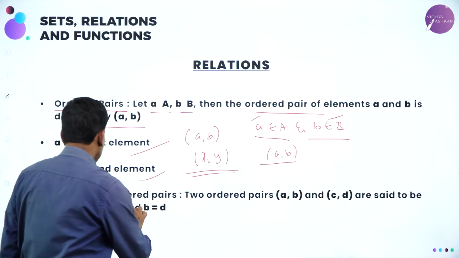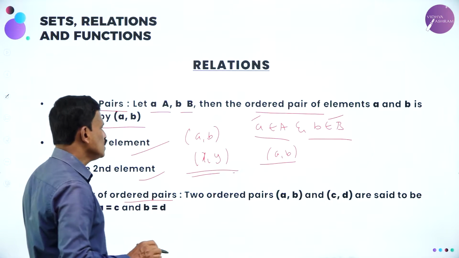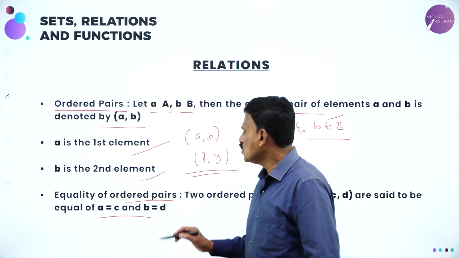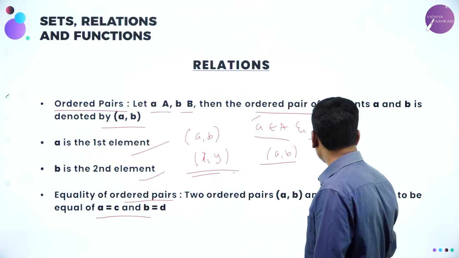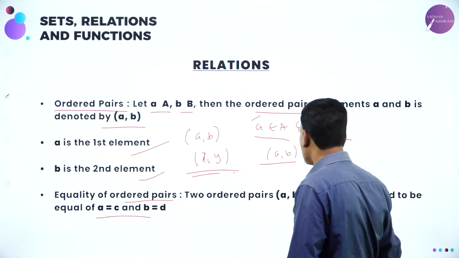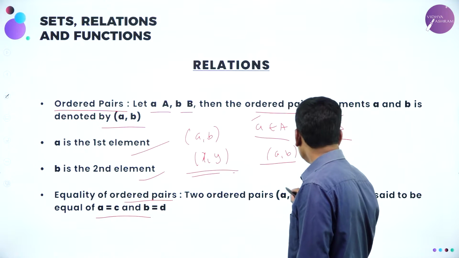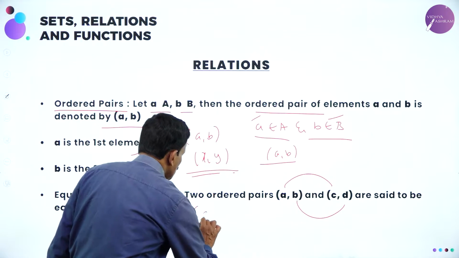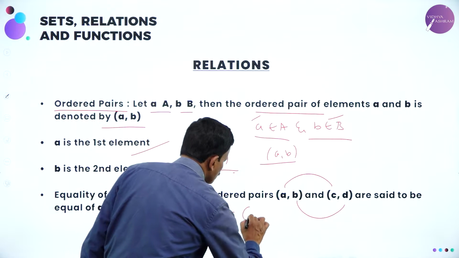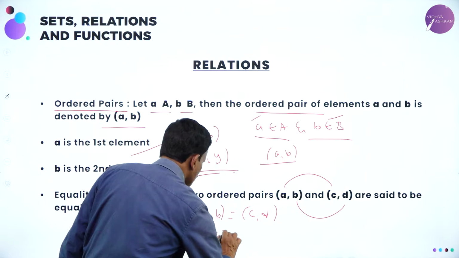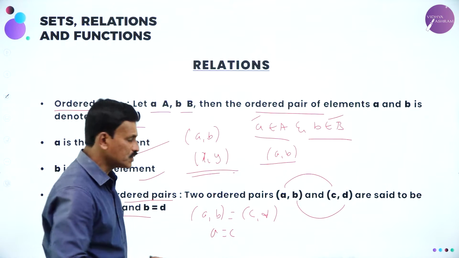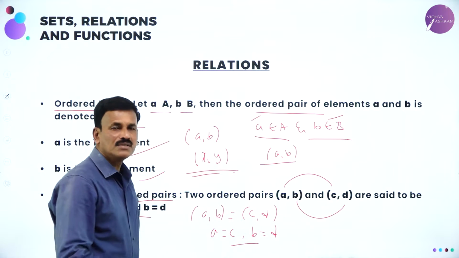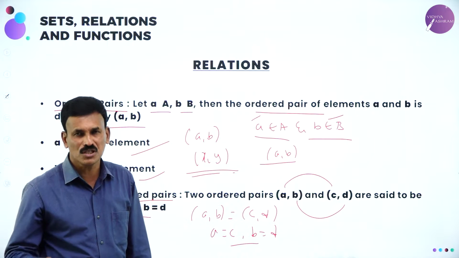Now two ordered pairs are said to be equal if and only if their corresponding elements are equal, that is, equality of ordered pairs. Two ordered pairs (a, b) and (c, d) are said to be equal if and only if a is equal to c and b is equal to d. That is, (a, b) is equal to (c, d) if and only if the first element a is equal to c and the second element b is equal to d. Then these two ordered pairs are said to be equal.